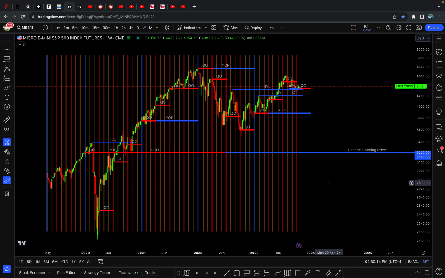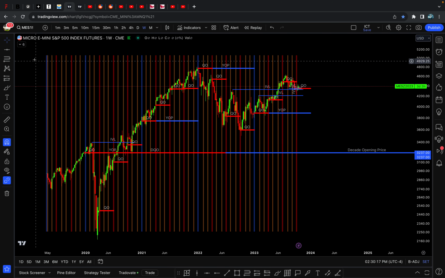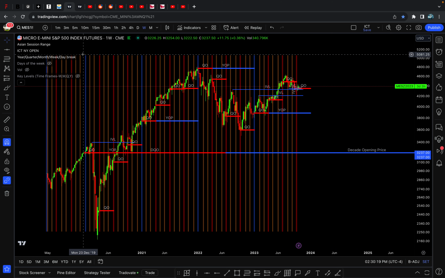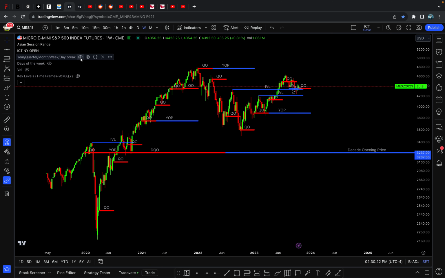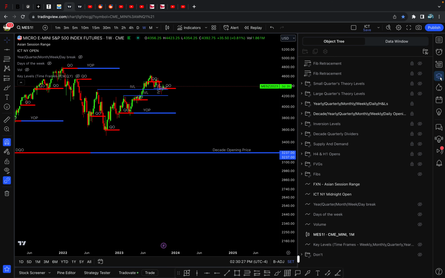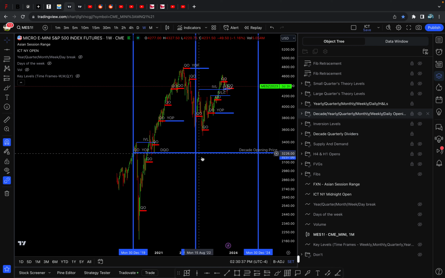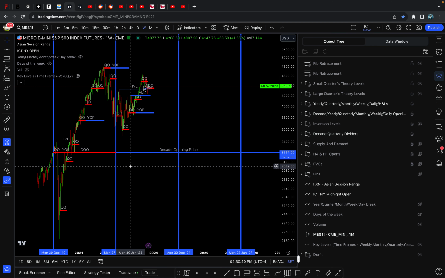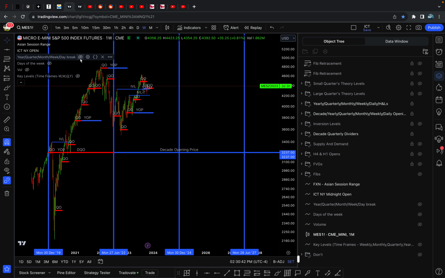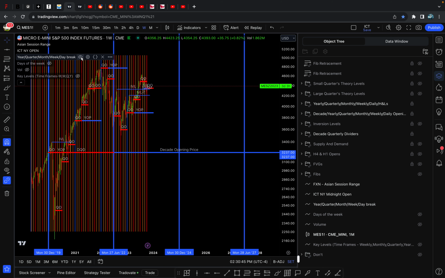So basically, this is the decade opening price here. I just got this little indicator right here, but I also made these other things. I think I made them here. Quarterly dividers. Decade quarterly dividers. But I also have this app here, which these are years. These are yearly dividers.